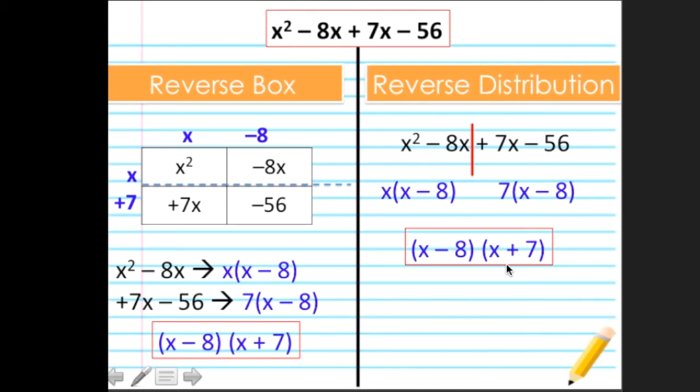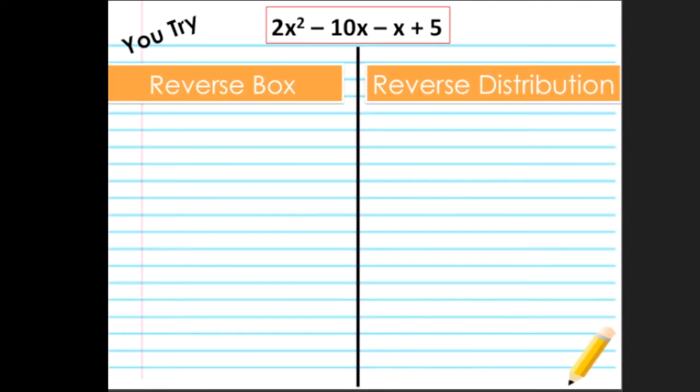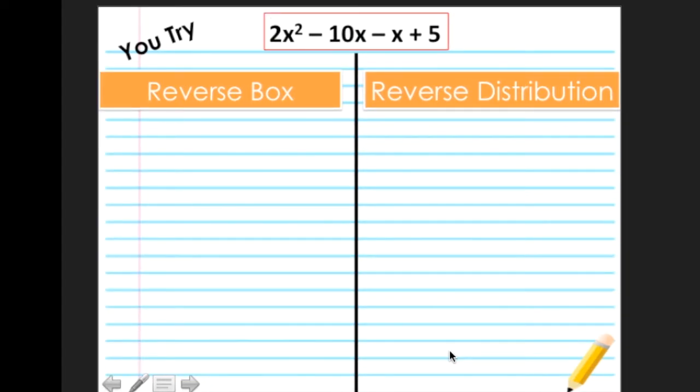Okay, you may pause it, you may review it, replay it if you'd like. Now to check, you would just double distribute and see if it gets you back to this original problem. And it does. Okay, let's do another example. Now you try. 2x squared minus 10x minus x plus 5. Go ahead and try this on your own. Pause this video. You may choose either the reverse box method or reverse distribution. Not both, just one.